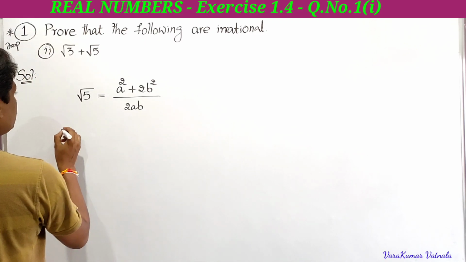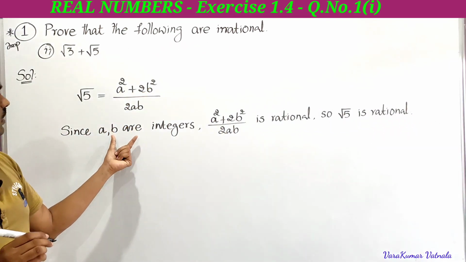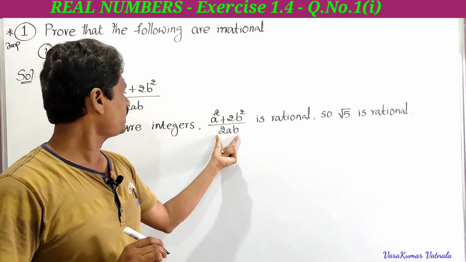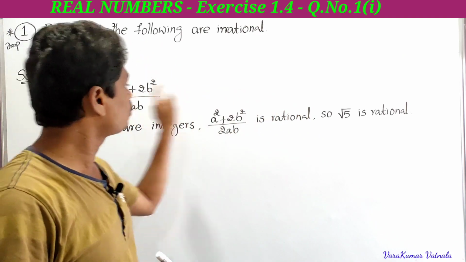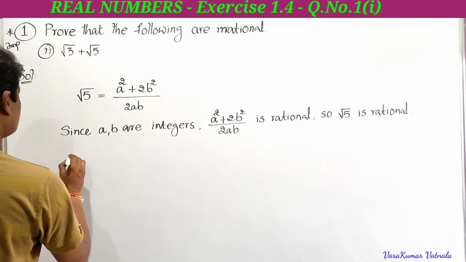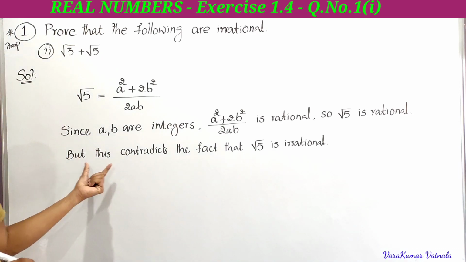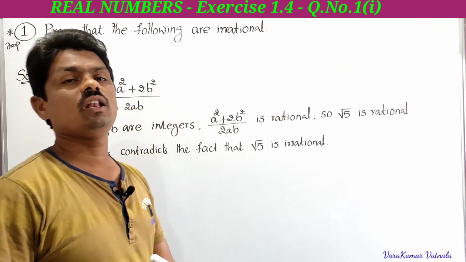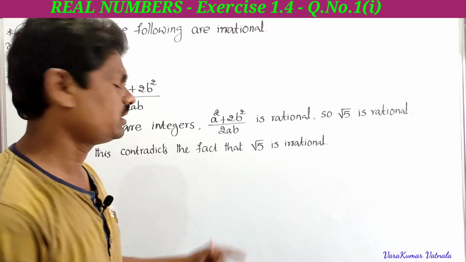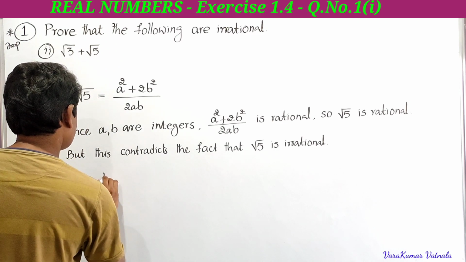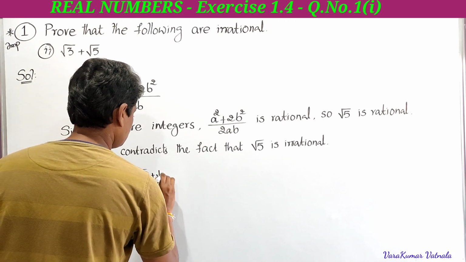Since a, b are integers, a square plus 2b square divided by 2ab is rational. If it is rational, it is equal to root 5. So root 5 is rational, but this contradicts the fact that root 5 is irrational. Hence we can decide that root 3 plus root 5 is irrational.